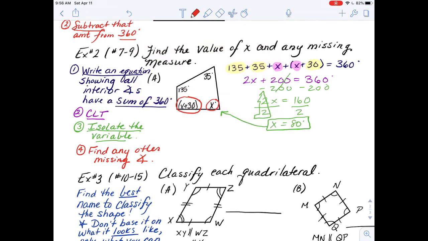The only problem is I didn't give you 1 missing angle. I gave you 2. The other angle that was missing is x plus 30. Well, you already found out what x is. X is 80. Add that with the 30 and the other missing angle is 110 degrees.